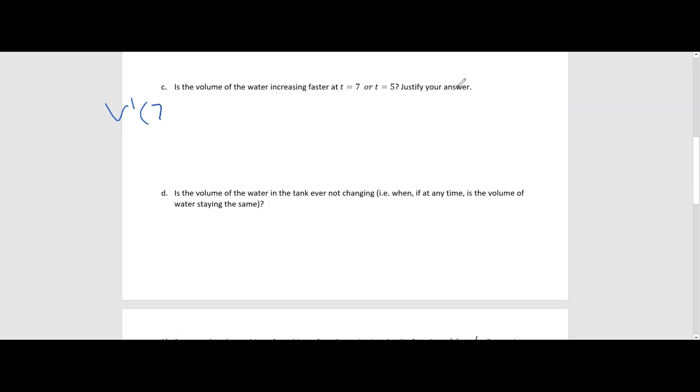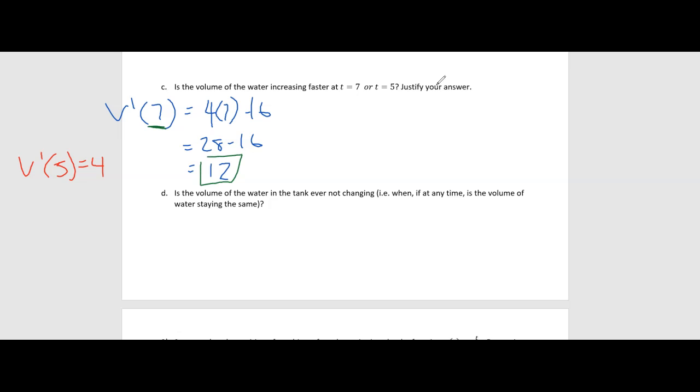So v prime of 7 is going to be equal to 4 times 7 minus 16, which gives me 28 minus 16, which gives me 12. Again, I already knew that v prime of 5 was equal to 4. So they're both positive. The volume is increasing at both t equals 5 and t equals 7, but the rate at which it's increasing is higher at t equals 7 because 12 is greater than 4.